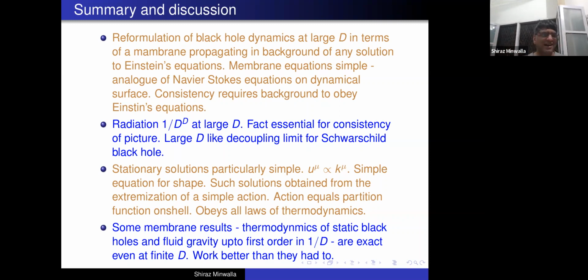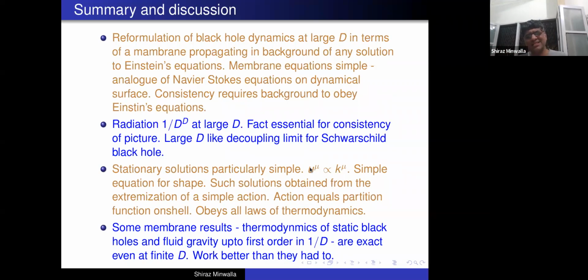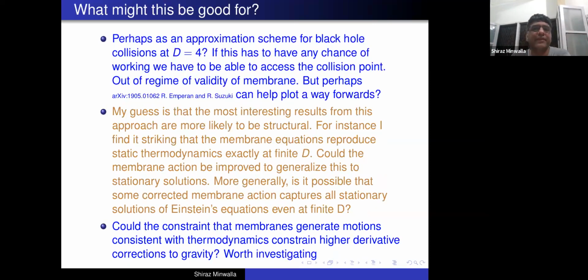And one other nice thing is that some of the results that we got, some of the simpler results we got out of these membranes by direct calculations, matched gravity better than they needed to. Some things worked even at finite D.